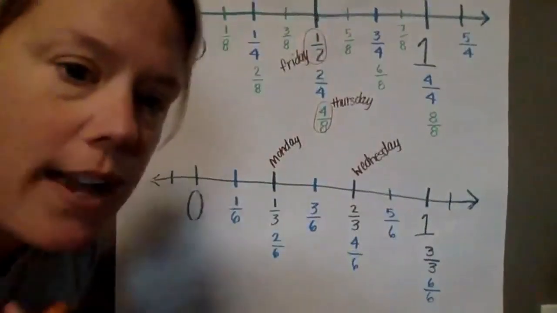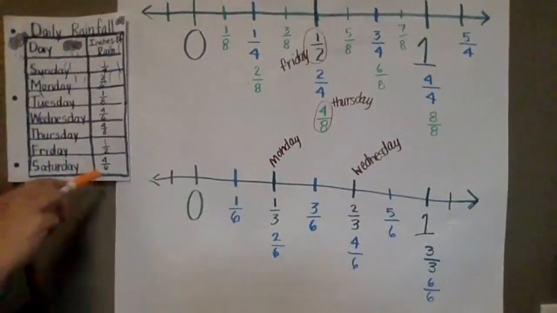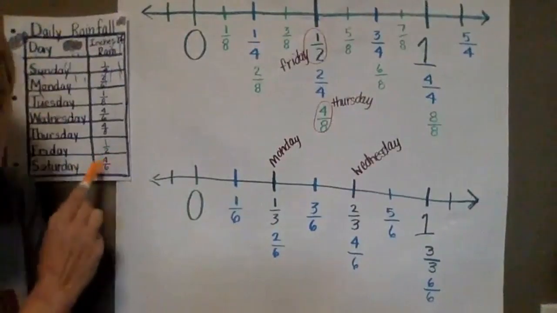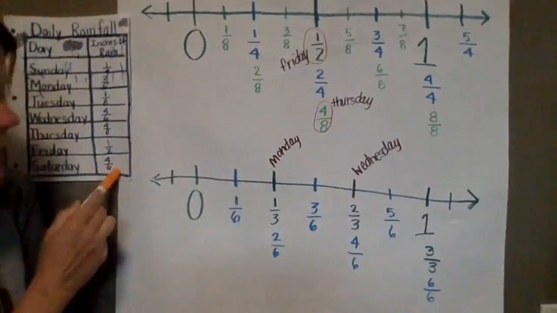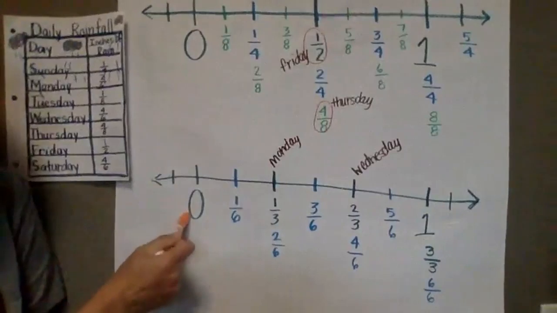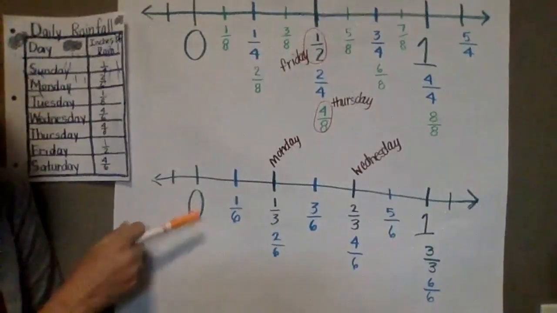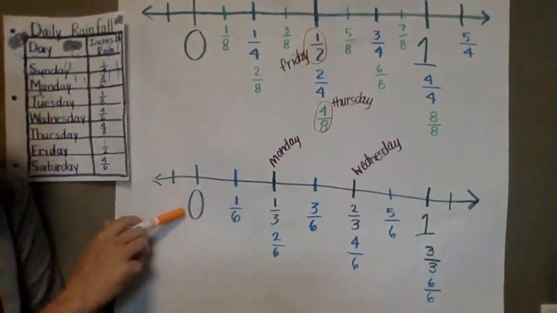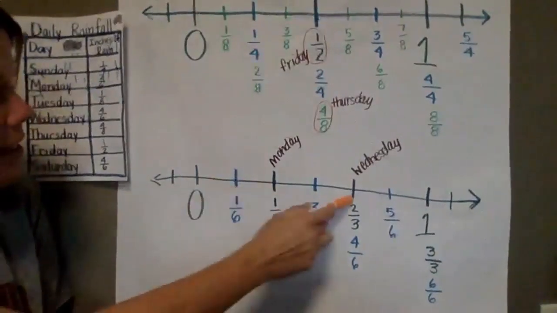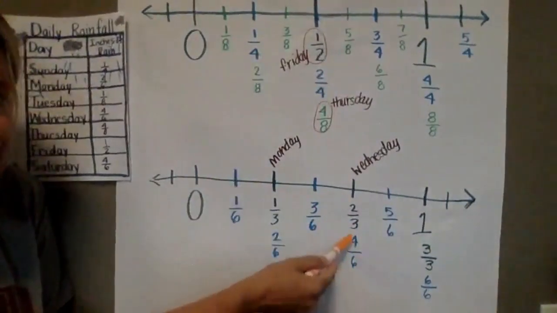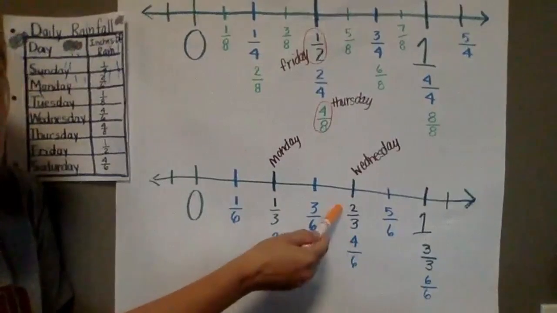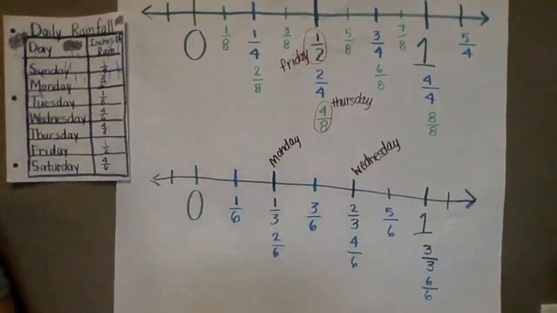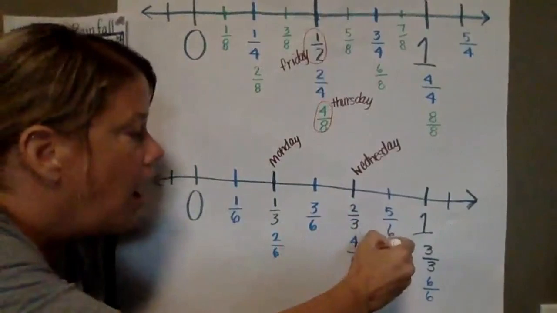So our question was, what is the same amount of rain? How could we show the same amount of rain that fell on Saturday? That's 4/6. So I know I need to use this number line that is related fractions of thirds and sixths. So 4/6, here it is. Same value as what? 2/3.